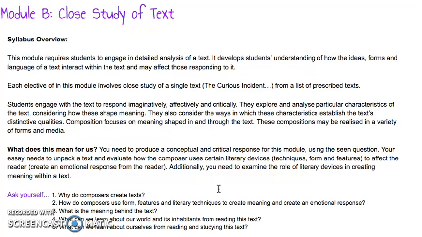The fourth question is, what can we learn about our world and its inhabitants from reading this text? And lastly, what can we learn about ourselves from reading and studying this text? And again, I've really told my students that this novel in particular is as much about us as it is about Christopher. It always reflects back onto us and our own treatment of difference. So those are the 5 questions that you really need to hone in on when it comes to being able to think both conceptually and critically about a text.